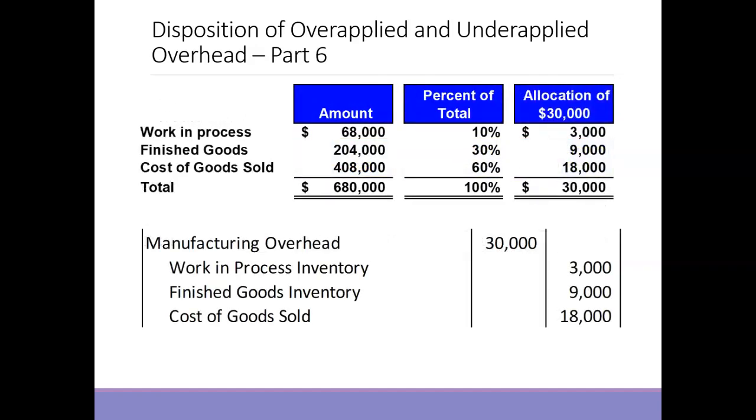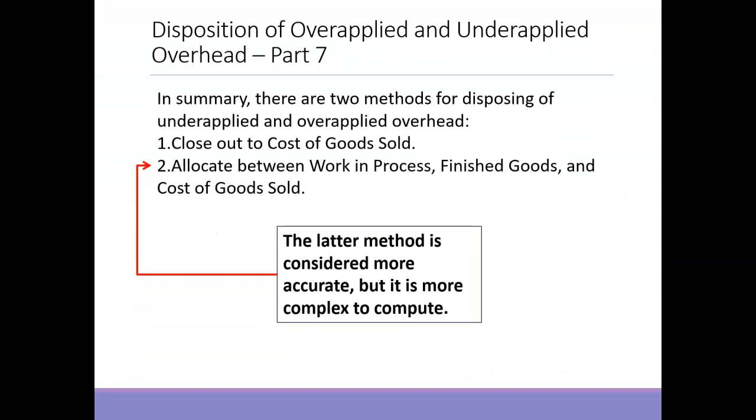Here you'd see how we would do it. We'd debit our manufacturing overhead since it was over applied, and then we're crediting all those accounts to reduce them. If it was underapplied, we'd be doing the opposite. There are 2 methods for disposing of underapplied or overapplied overhead: bring it right to cost of goods sold or allocate it. Okay? It's much more accurate to allocate it, depending on how much we're talking about.